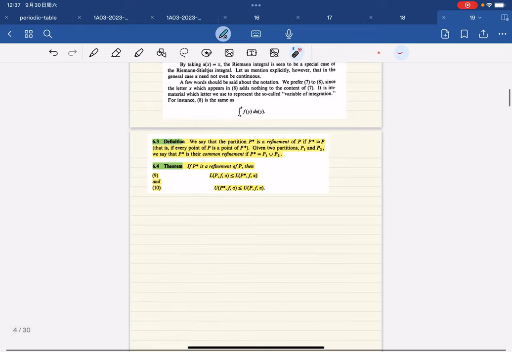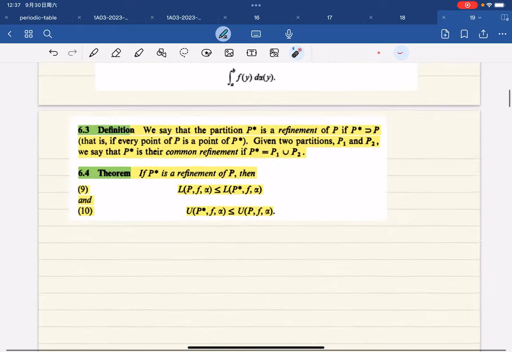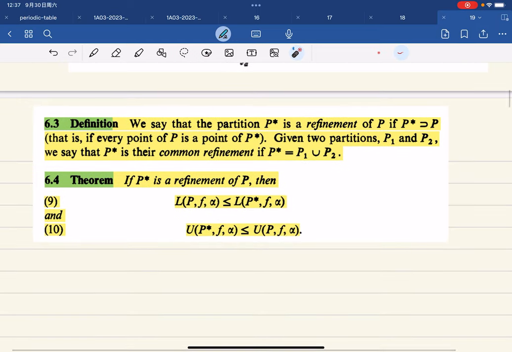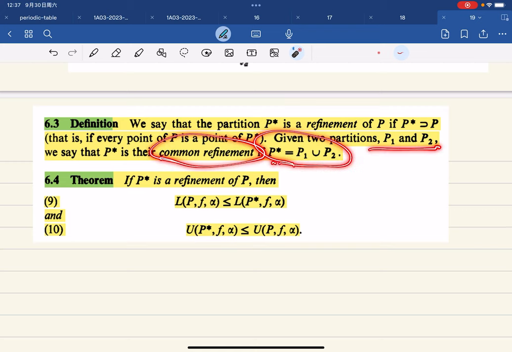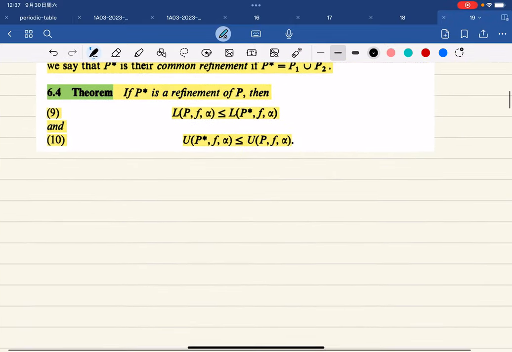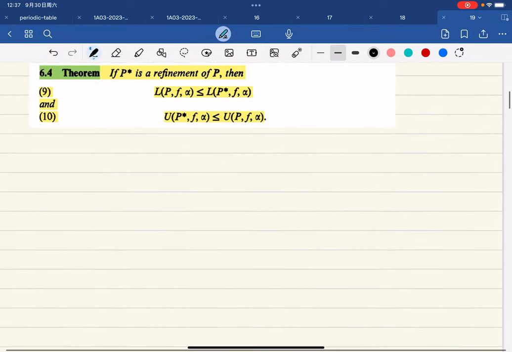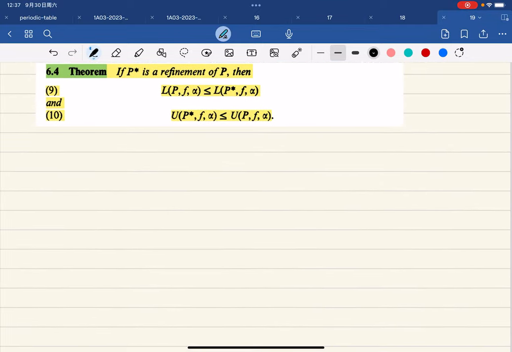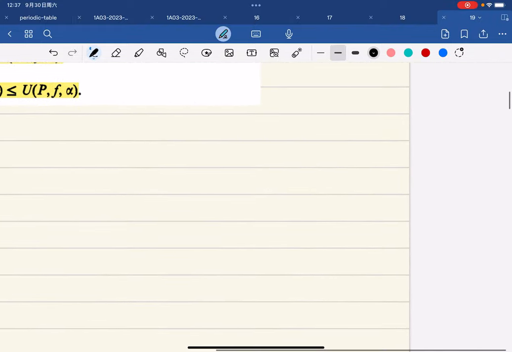So we're going to define what a refinement is. It's basically a finer partition. It contains the original partition, but it has more points. The common refinement of two given partitions is their union, which is evidently a refinement of each of them. So here's a theorem: if P* is a refinement of P, then the lower sum increases and the upper sum decreases. This can be illustrated by a diagram.